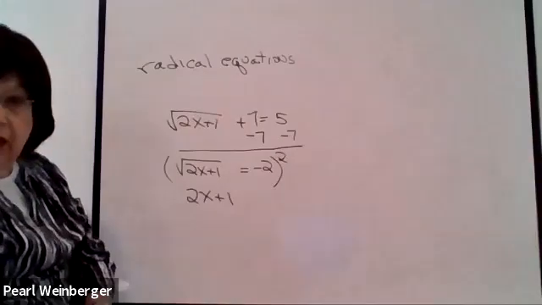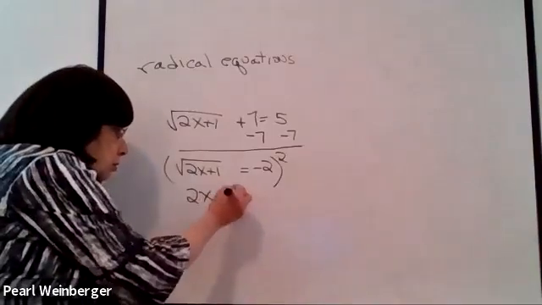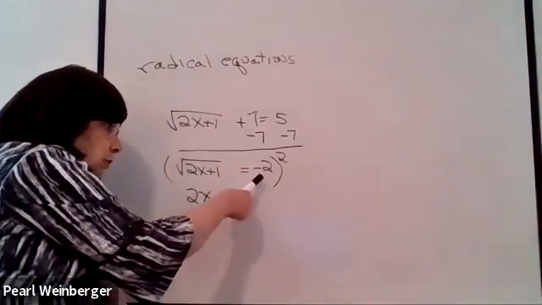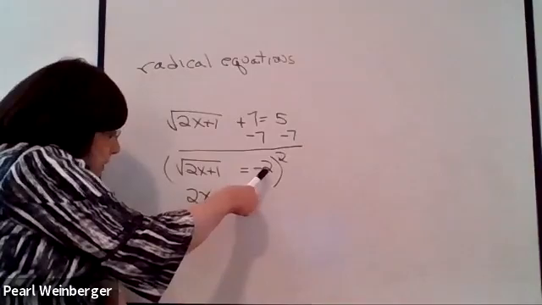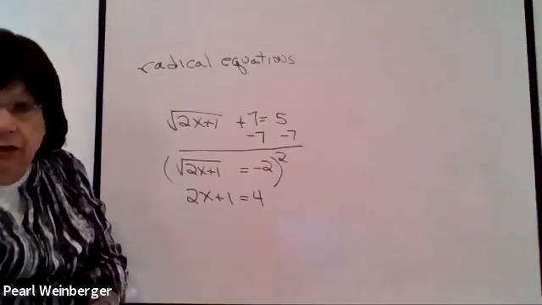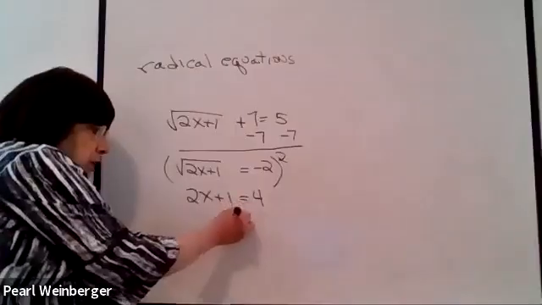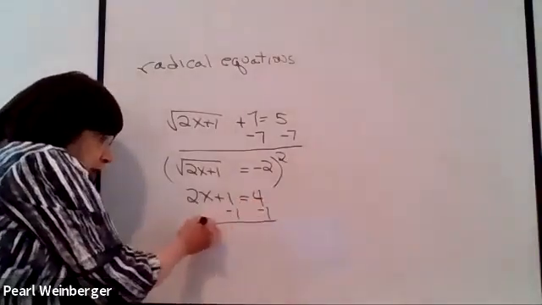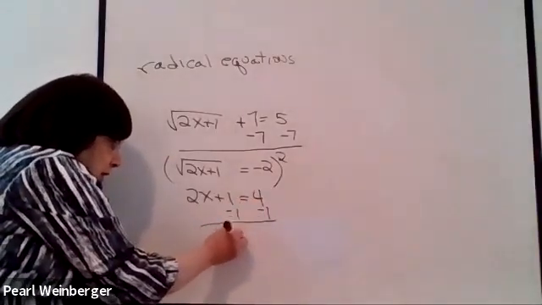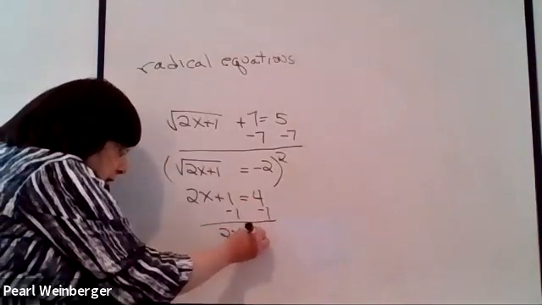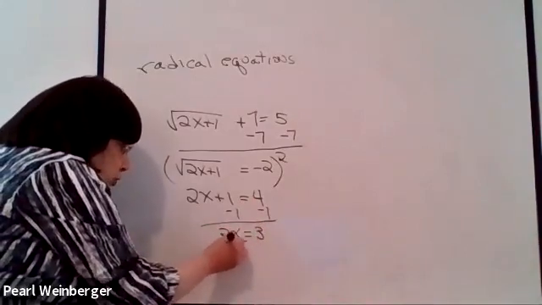Yes. And when I square this side, what am I going to get? Well, -2 times -2 will give me 4. -4. Sorry. Give me positive 4. Sorry, +4. I always do that. I'm sorry. Okay, so now I have to bring the 1 to the other side. This will give me 2x equals 3. And then I'll divide by 2.